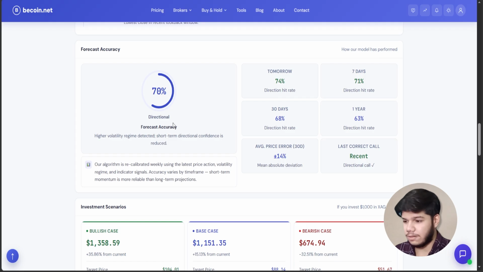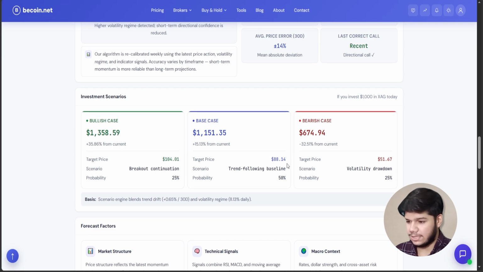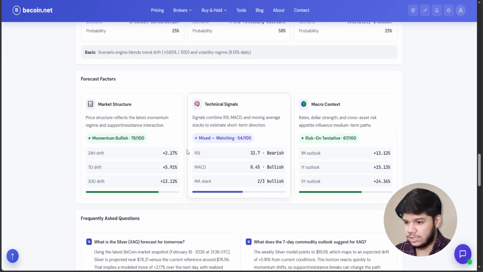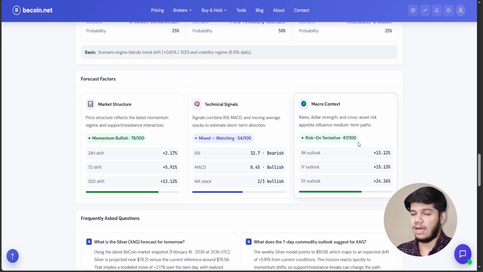Similarly, the directional bias is 70%. Tomorrow is 74, 7 days 71. It's the 30-day, 1 year average error, and the last correction call. And the market structure forecast factors: momentum bullish is 78 out of 100, technical signal says 54 out of 100, and macro context says 67 out of 100, which is near neutral to a mild bullish scenario.